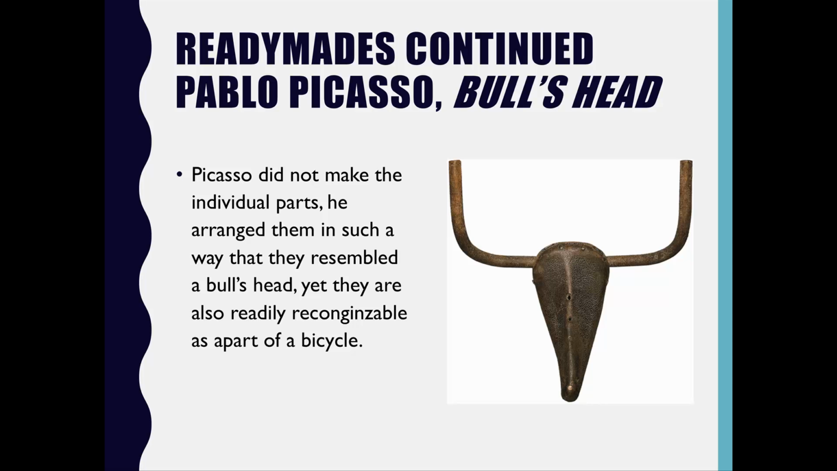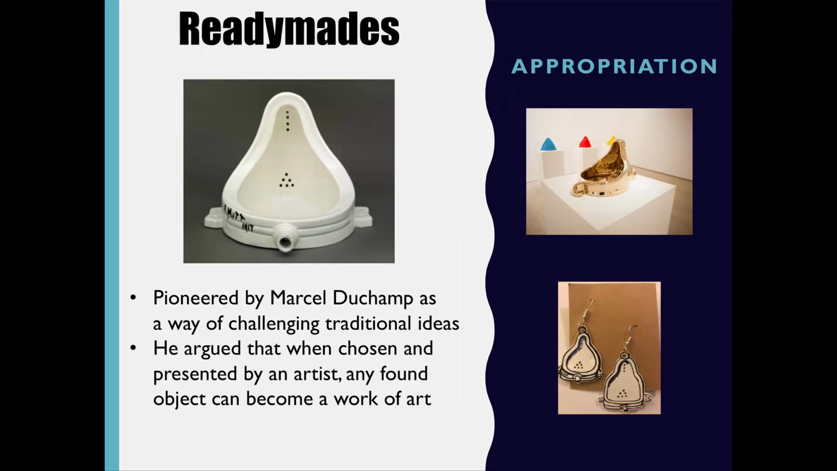Here's a ready-made from your book by Picasso. It's called Bull's Head. And just like with the stools, you still can clearly see, it's very recognizable as to what the objects are. Like we've got a bicycle seat and bicycle handles that he's just put together. And he kind of did this for fun, like a sense of humor to it.